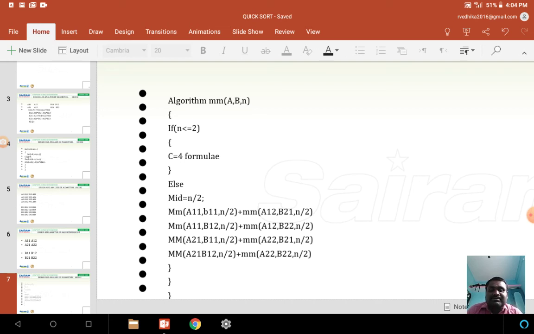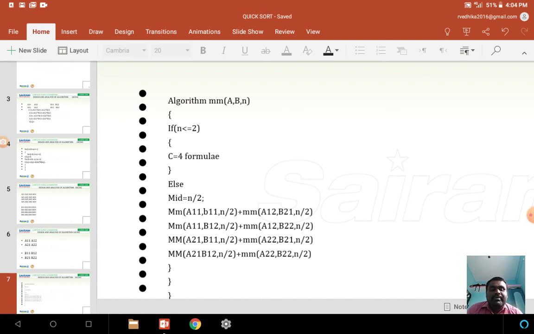Then we have to apply the same formula. MM means matrix multiplication. A11 multiplied with B11, then A12 multiplied with B21, added together. Here the n by 2 value also needs to be passed. N is the number of dimensions. N by 2 means it will be reduced into a sub-problem. So at last, 8 multiplications are available and 4 additions are there.